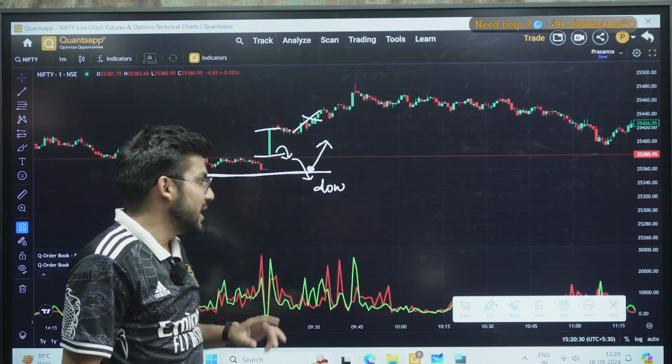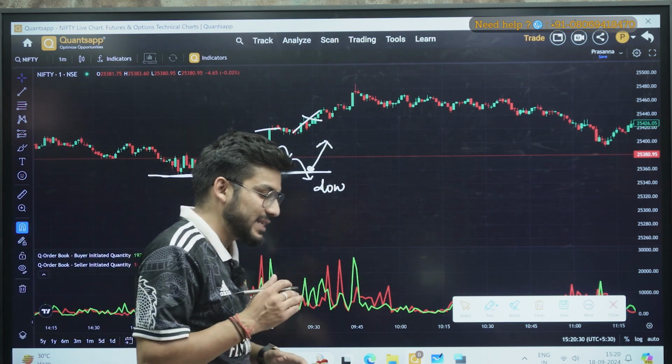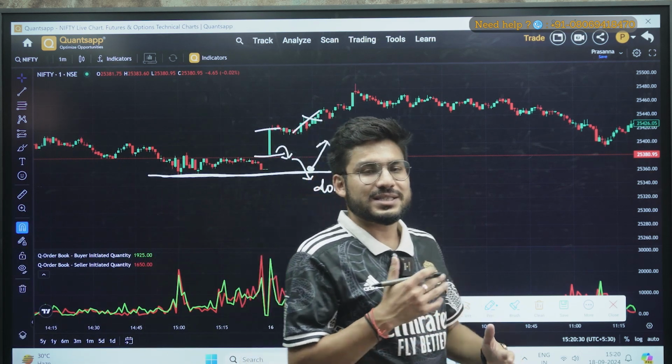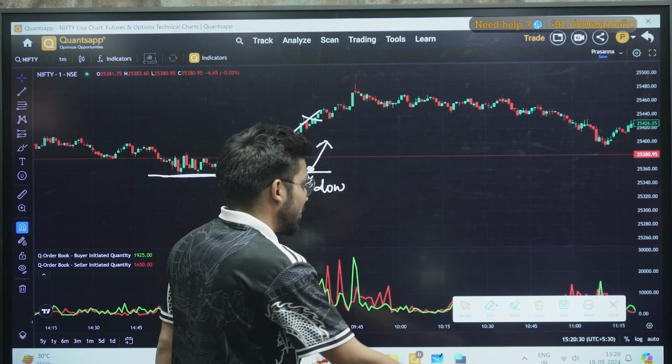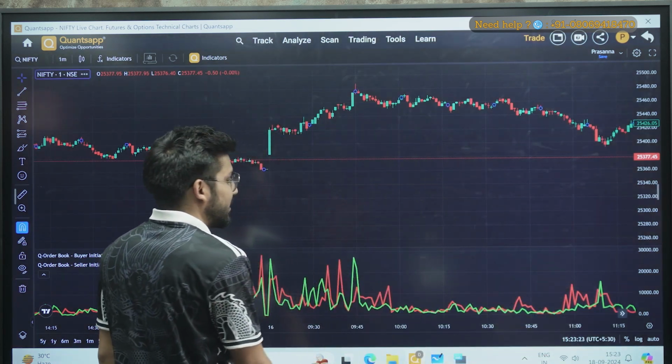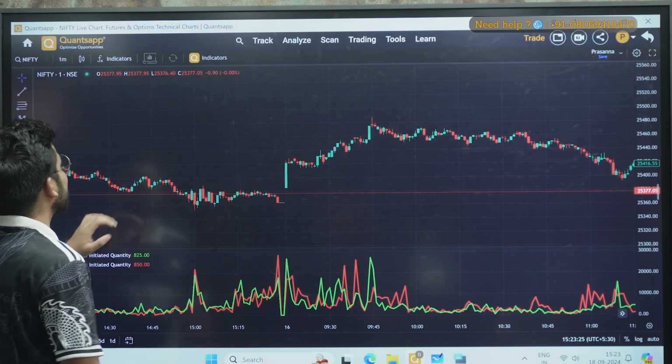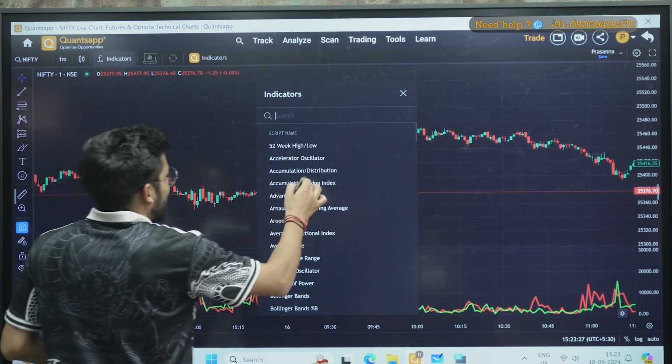Now the second thing is how you can analyze when the sideways market is starting and till when it will be there, right? For that you have to use an indicator here, and that indicator is the moving average, right?